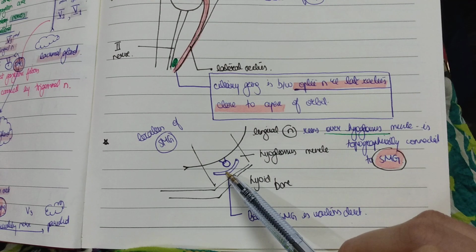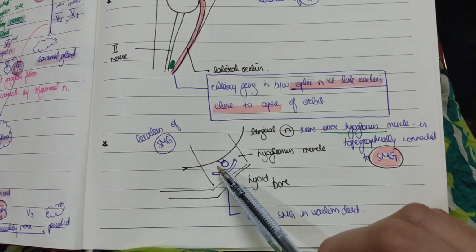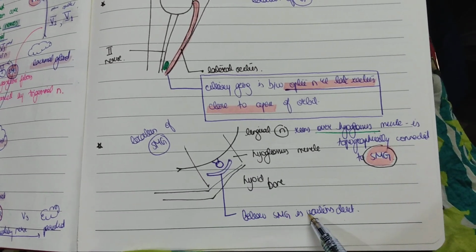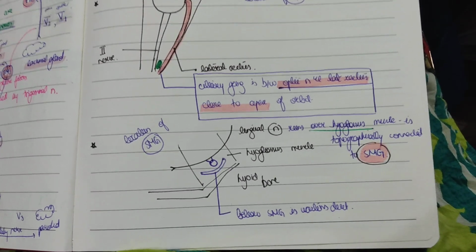Okay. Which means that this is lying over the hyoglossus muscle, and then right below the ganglion, we have Wharton's duct, which is the duct of the submandibular gland.